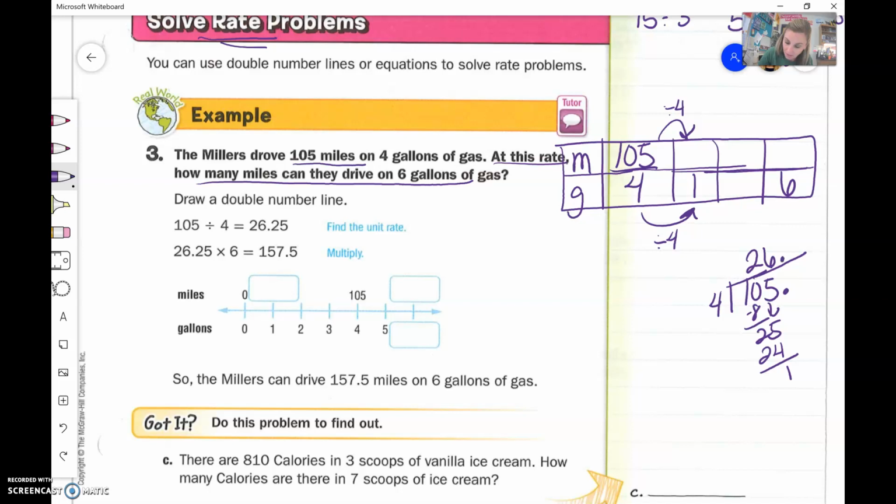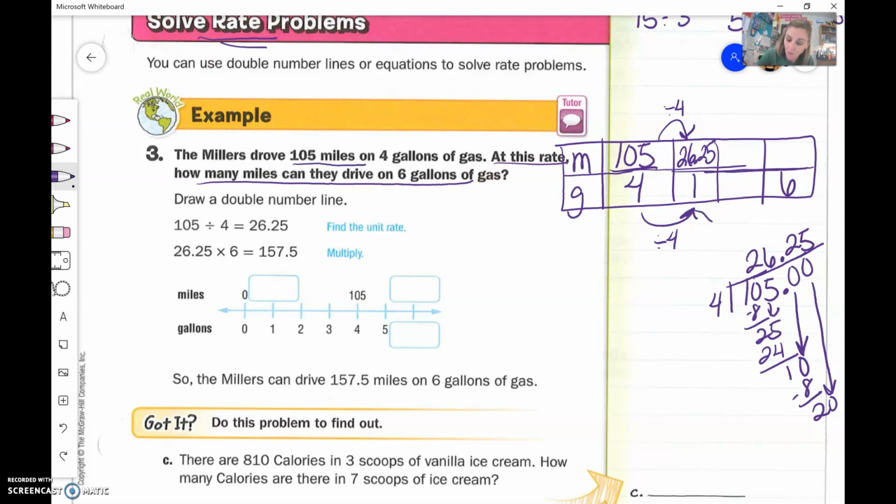I'm going to add a decimal point. Okay. I'm going to bring my 0 down. I know that that can go in twice. That's 8. Subtract, then bring down, and I know that that goes in 5 times. Okay? And then I know that it's going to end up at 0. So I know 26.25 is what it is for 1 gallon of gas. I can go 26.25 miles.